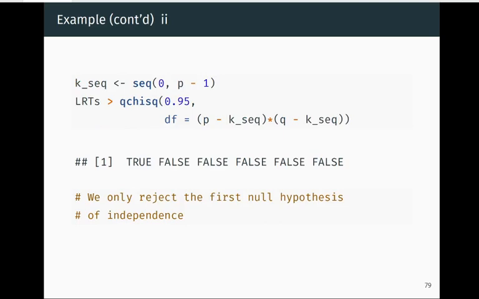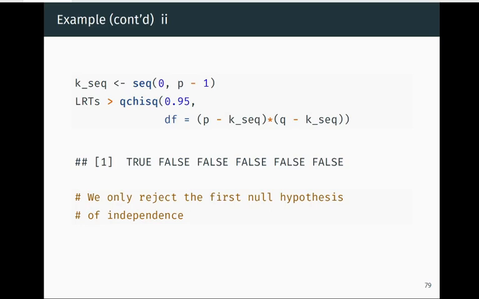And so if I go to the next slide, I use the fact that qchisq is a vectorized function, so I can pass a vector of degrees of freedom. It's going to compute the critical values for all of the different values of the degrees of freedom. So I can compare LRTs against all of these critical values, and we see that we only reject the first null hypothesis.